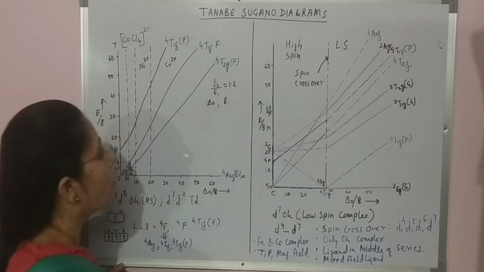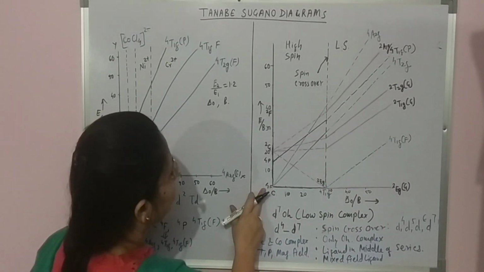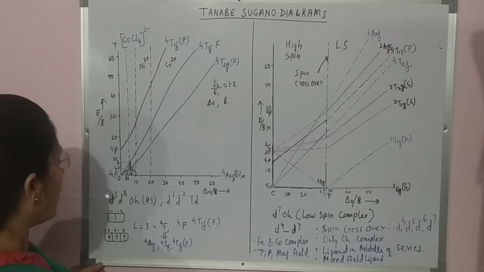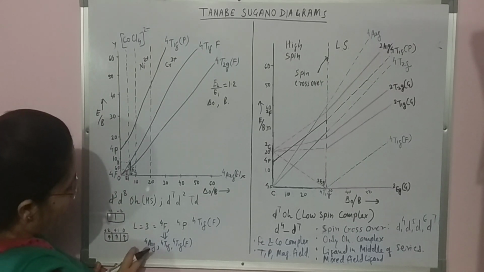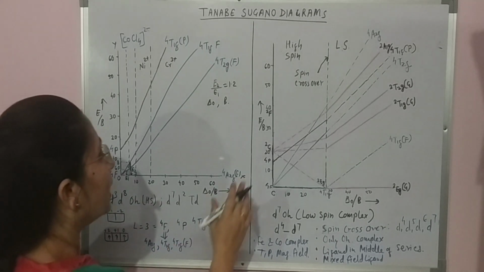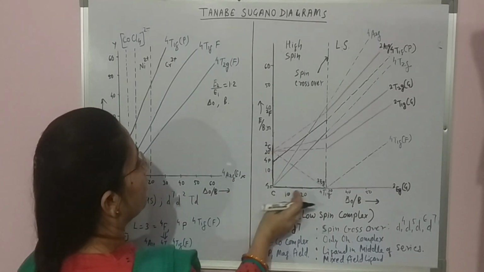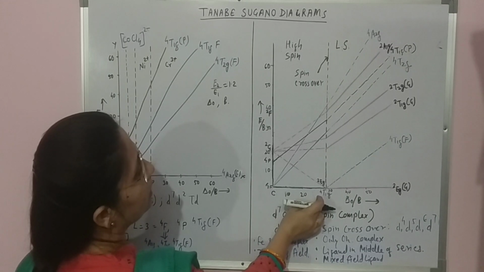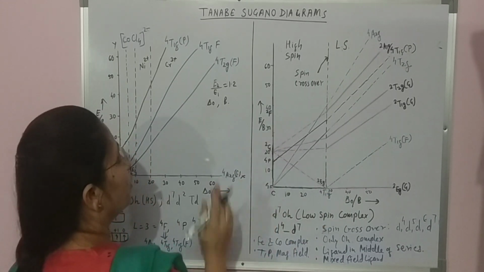So as we already know, for the 4F term the terms are written here as A2G, T2G and T1G. But here again, the lowest energy term will be T1G, then T2G, and then A2G.